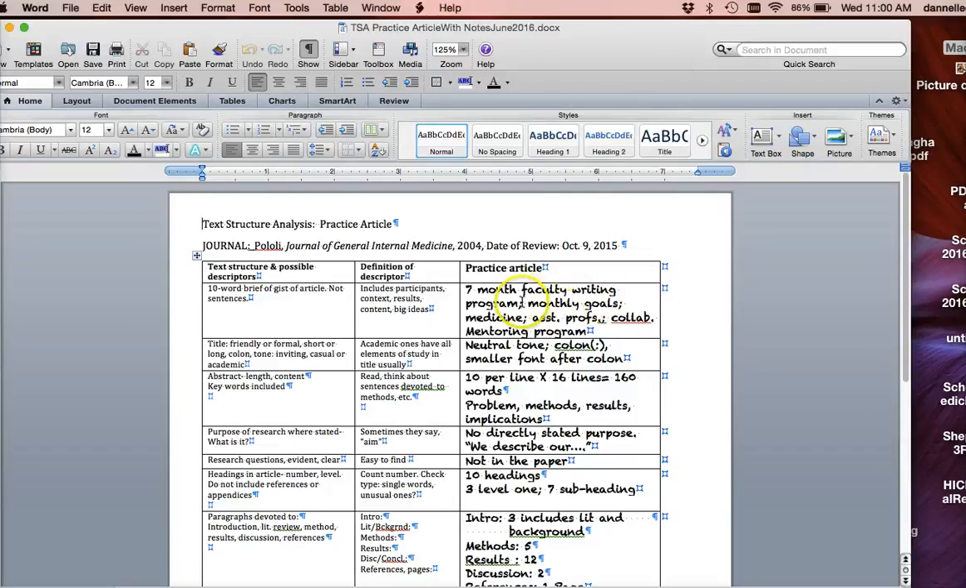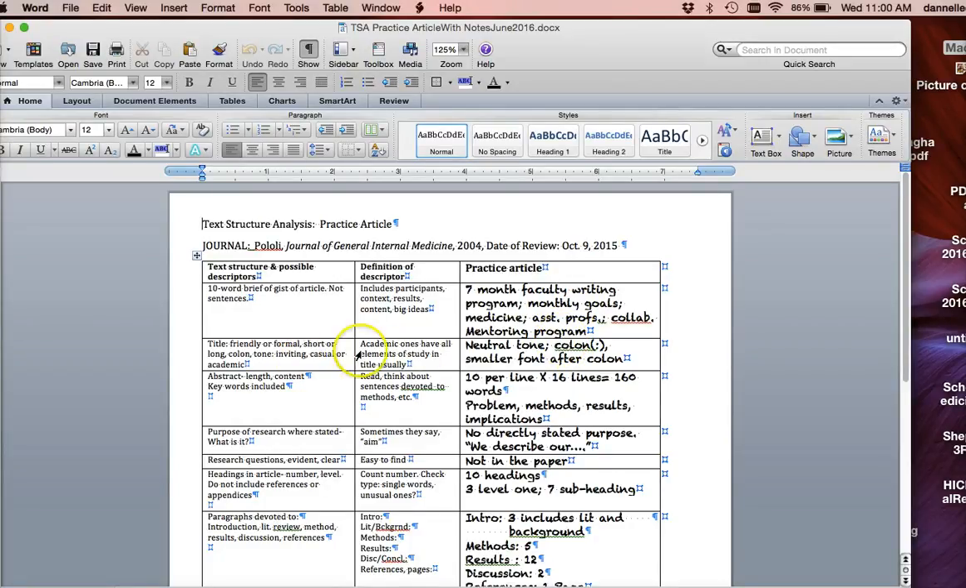It's a 7-month faculty writing program. They talked about monthly goals. It was in medicine. The participants were assistant professors. It was a collaborative mentoring program. So that basically anchored that article in the big picture of the context in which it occurred.